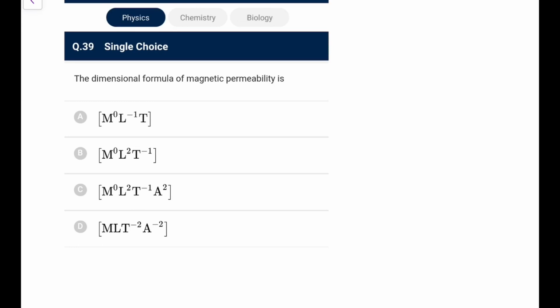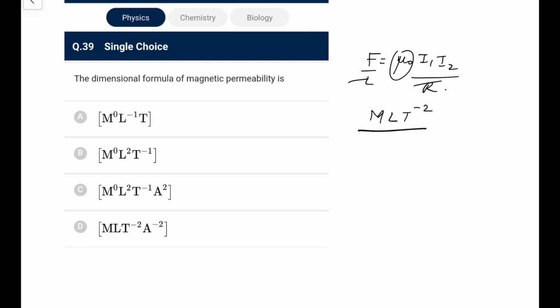Dimensional formula of magnetic permeability is. Now, how to find this dimensional formula of magnetic permeability? Think of any formula that you can recall that has this quantity. Let's say I go for the force one. The force per unit length, you know, is mu naught I1 I2 by R. So this mu naught would be, this L and R will cancel out, so it is F, and F means MLT minus 2, and this would be upon A square. So it is MLT minus 2 A minus 2. So go for option D here.